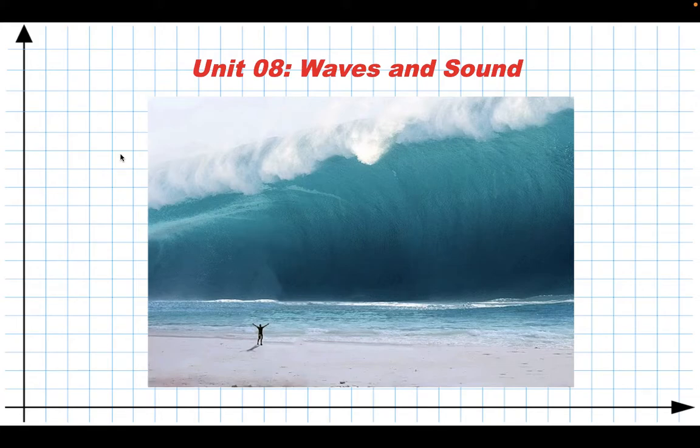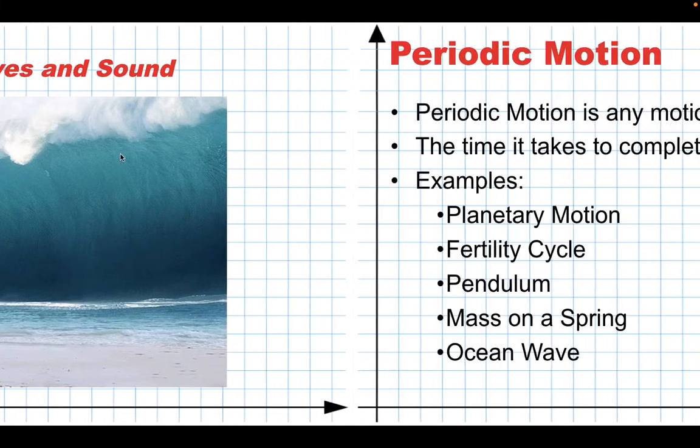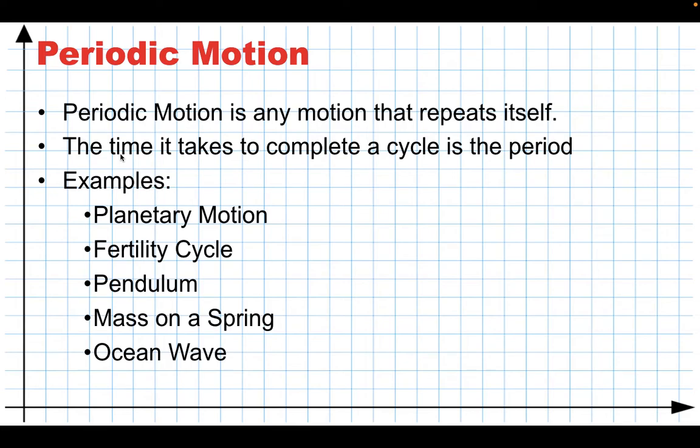In this lesson, we're going to look at waves, which are closely connected to simple harmonic oscillators. So, periodic motion is any motion that repeats itself. We've already covered this ground. Some examples are listed there. We've already talked about those.